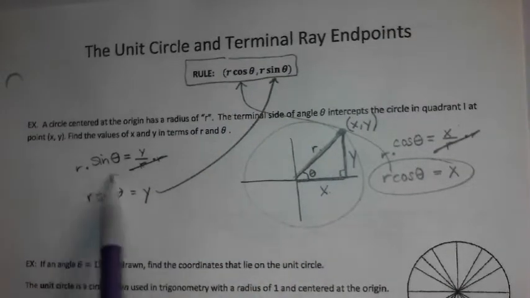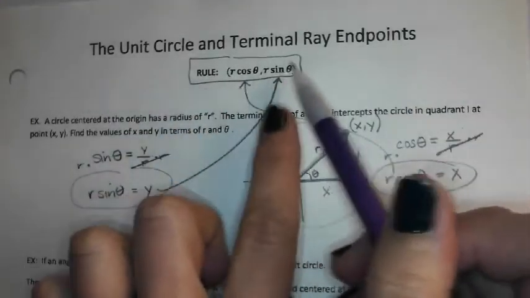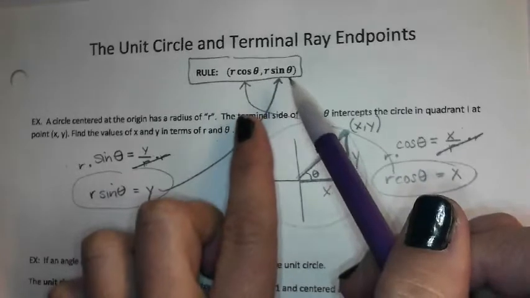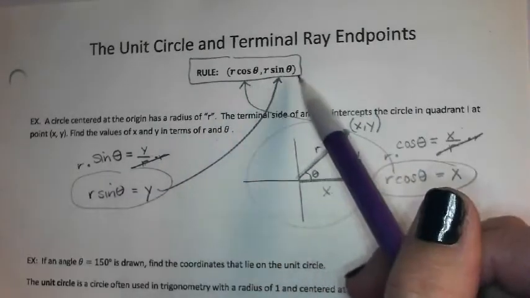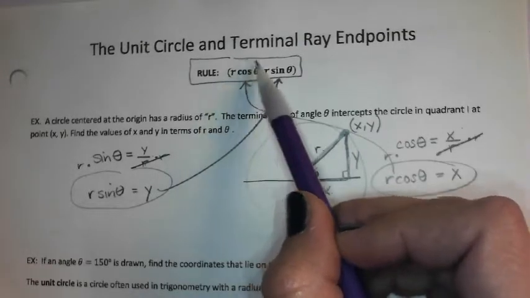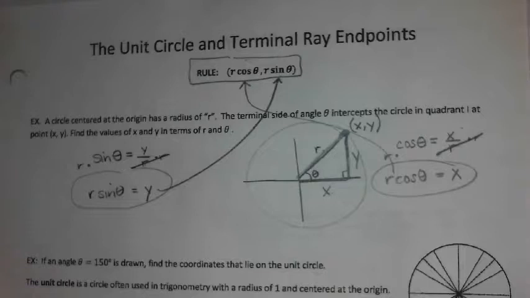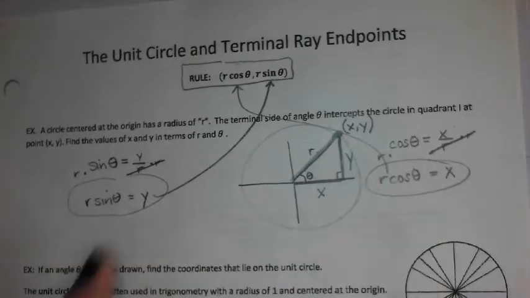That is truly all this problem was doing. It's kind of proving to you why this is what it is. This is based off of SOHCAHTOA. The fact of the matter is you just need to memorize that. If you're given a coordinate, an x-coordinate, that equals r cosine theta. Okay? These two right here.